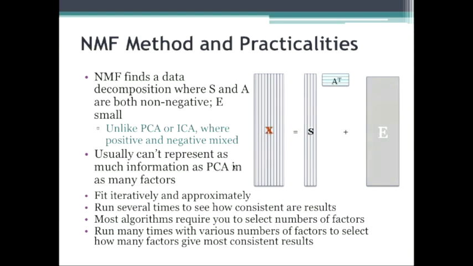The second issue is that most NMF algorithms require you, the user, to specify how many factors you're looking for. PCA will give you everything, and then you figure out which ones you want to keep. NMF, you have to decide ahead of time how many you want, and it will try to find the best decomposition with that many columns and that many rows. So that places a lot of burden on you. How do you know how many factors there are?